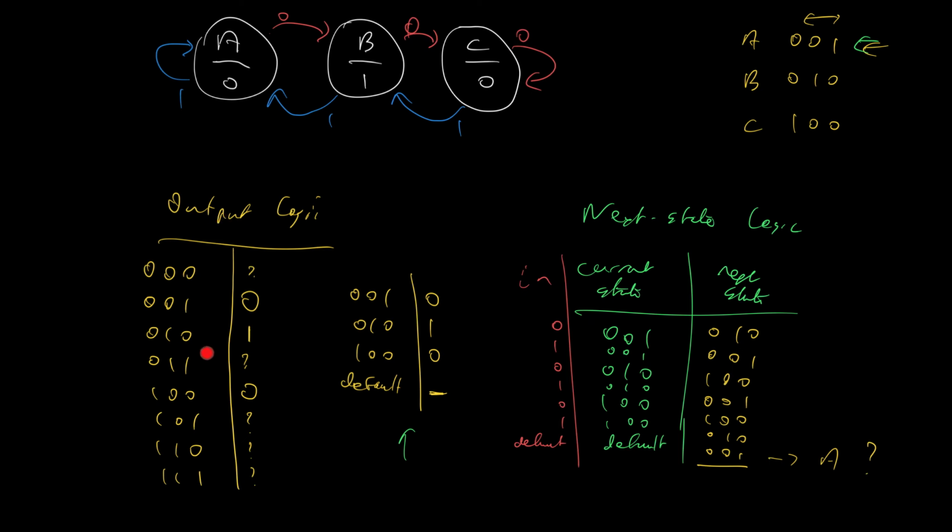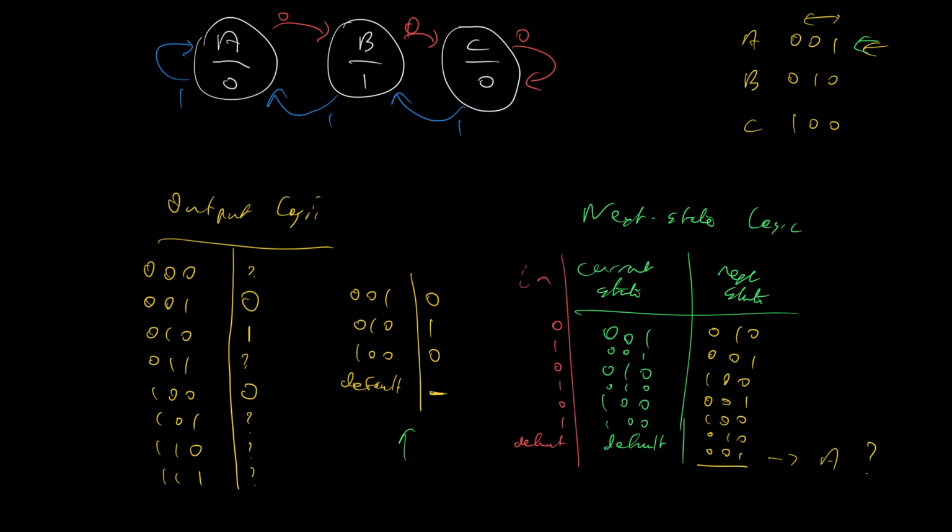In a Moore finite state machine, the output only depends on the current state. If it was a Mealy finite state machine, we'd have to add an input here as well. The next state depends on both the current state and the input, and it tells us with this combination of input and current state what the next state's going to be.